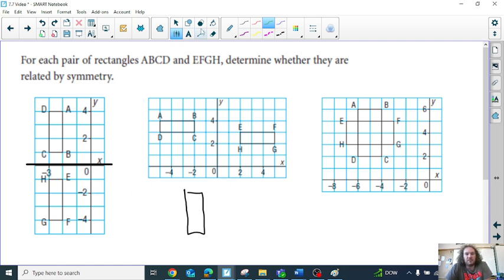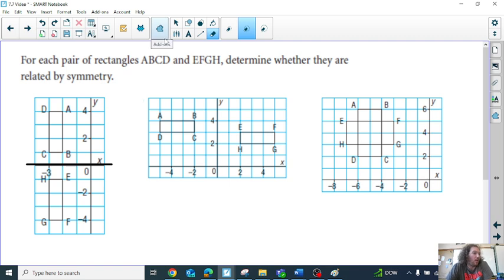And it's kind of up to us to figure out what types of symmetry there are, and how the symmetry is working. So if it is linear symmetry, well, where's the line? If it is rotational symmetry, well, how much am I rotating, and about where? Where is that point at which I am rotating? Let's look at the next one.